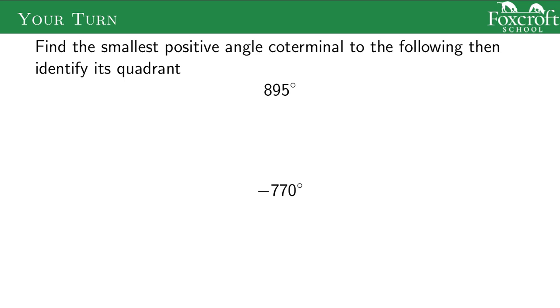All right, so here are some for you to try on your own. Find the smallest positive angle coterminal to these. Just one hint that I haven't shown in the other examples: you might need to do the 360 part more than once. Go ahead and try those, and I'll show you the answers in 3, 2, 1.